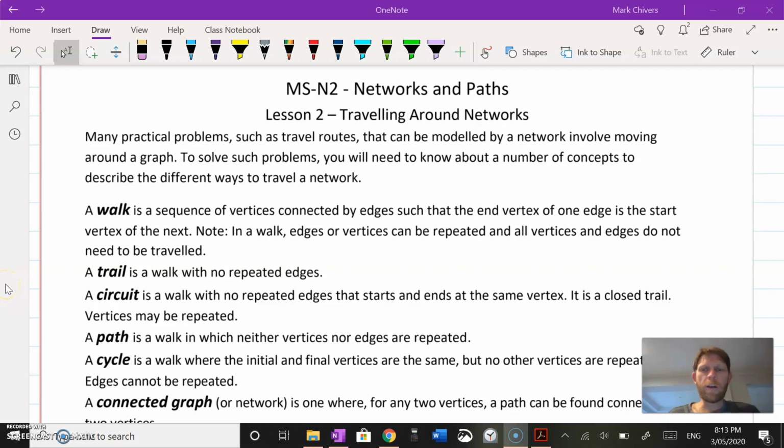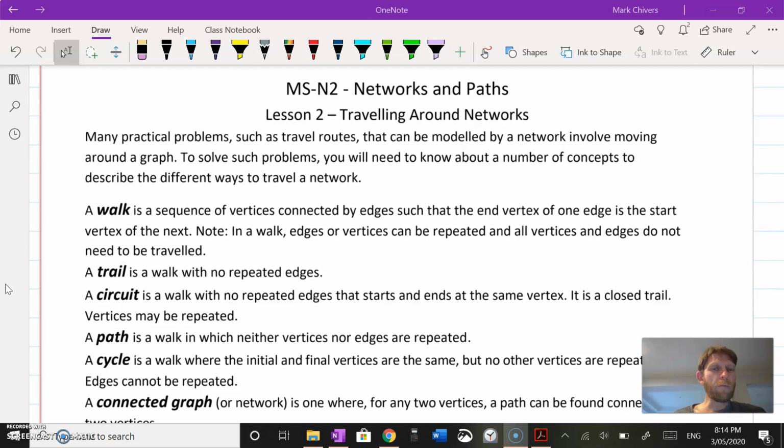Okay, in this lesson we're talking about traveling around networks. And once again, much like the first lesson in networks, it's all about vocab really. So as I said in the first lesson, this is an area for some little flip cards just to remind yourself what these terms all mean.